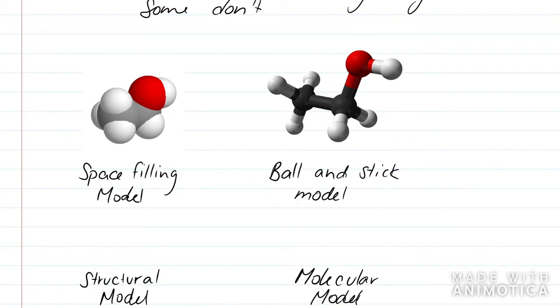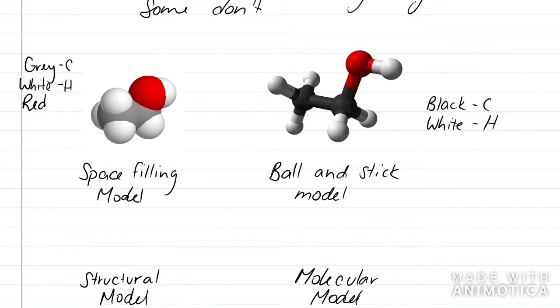So the molecular model just tells us what the elements are. This is basically the formula that we had. So what we do is we look at these drawings, and in this case, black is carbon. In this case, gray is carbon. Our white are hydrogens for both. And our red is oxygen.